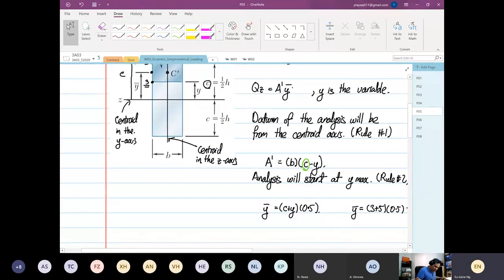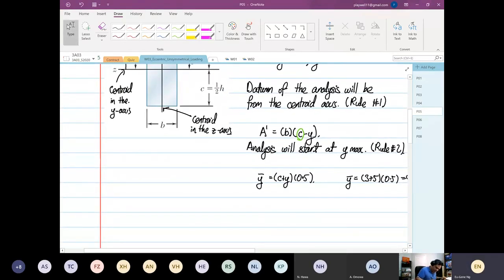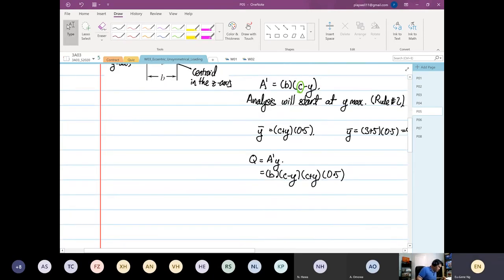Right? So from here, Q is equal to A prime Y. So the area is B bracket C minus Y and then C plus Y multiplied by 0.5. Okay. So when you have the expression, you write down that this is equal to 0.5B, right? C squared minus Y squared.